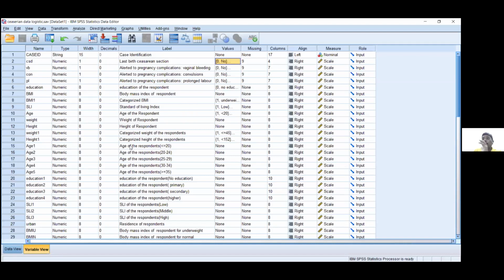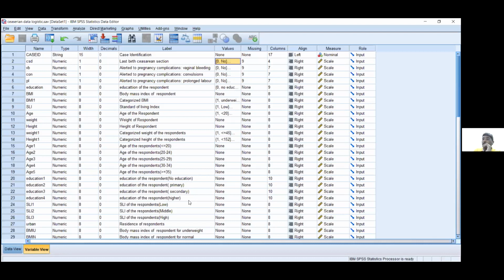We have categorized the age data into different dummy variables. So age 1, age 2, age 3, age 4, age 5. Age 1 is less than 20. Age 2 is 20 to 24, age 3 is 25 to 29, and like this. Education, I have categorized education. This is a continuous variable which I have categorized into 4 categories: no education, primary, secondary, and higher education.